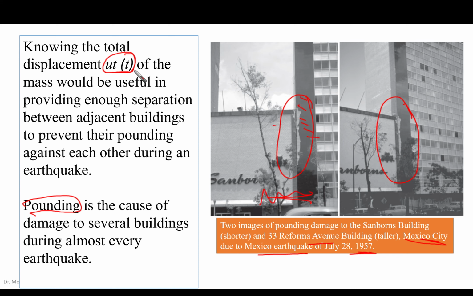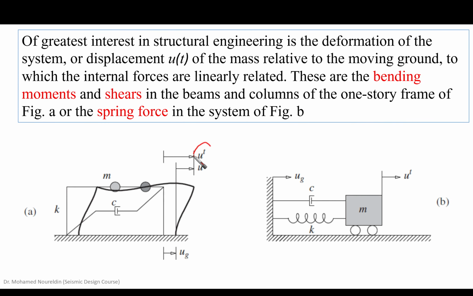So u total is going to be important and useful in providing enough separation between adjacent buildings to prevent their pounding against each other during an earthquake. Pounding is the cause of damage to several buildings during almost every earthquake. In most earthquakes, you're going to find that the pounding phenomenon takes place in one place or another. So this is the importance of u total. Again, u total is important for something like pounding, for example.